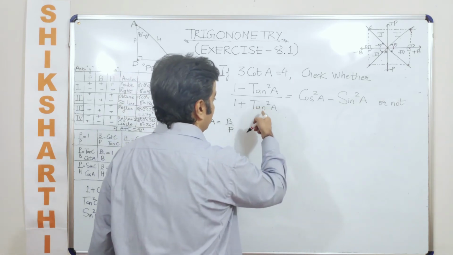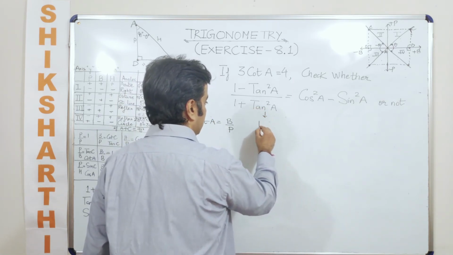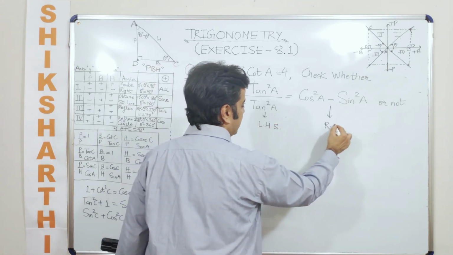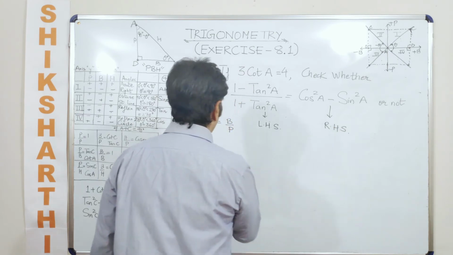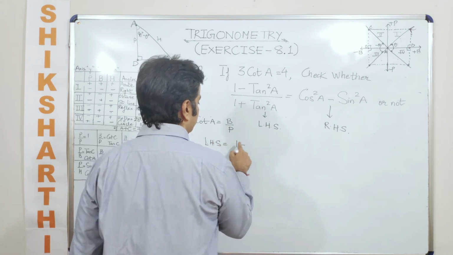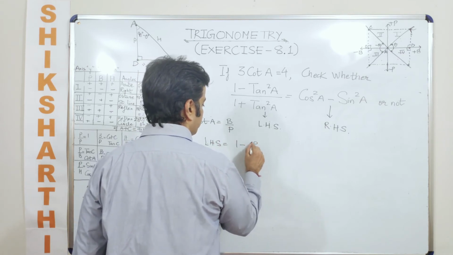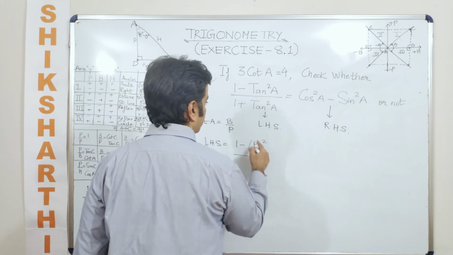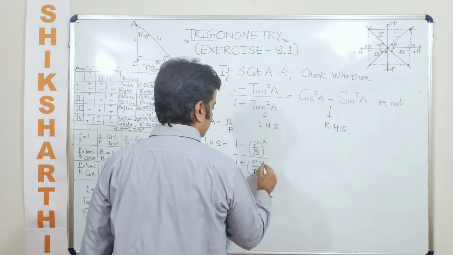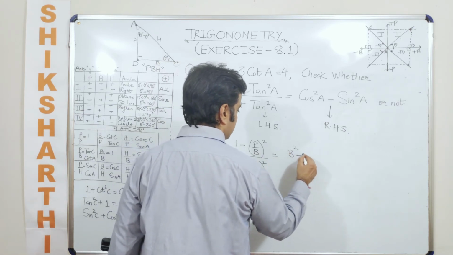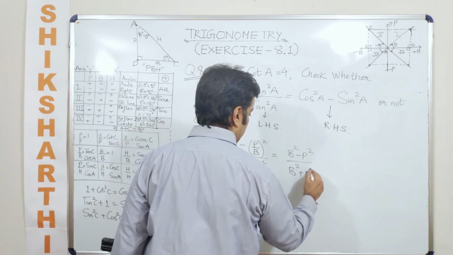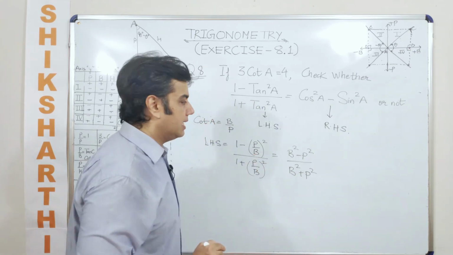Right? And then I need to do what? Let me first solve for the LHS, which is left hand side, and let me keep this as RHS, right hand side value. So now when I solve for LHS, I'll say this is 1 minus p by b whole square, divided by 1 plus p by b whole square, which is just like saying b square minus p square upon b square plus p square, because this b square and b square would eventually get cancelled out.